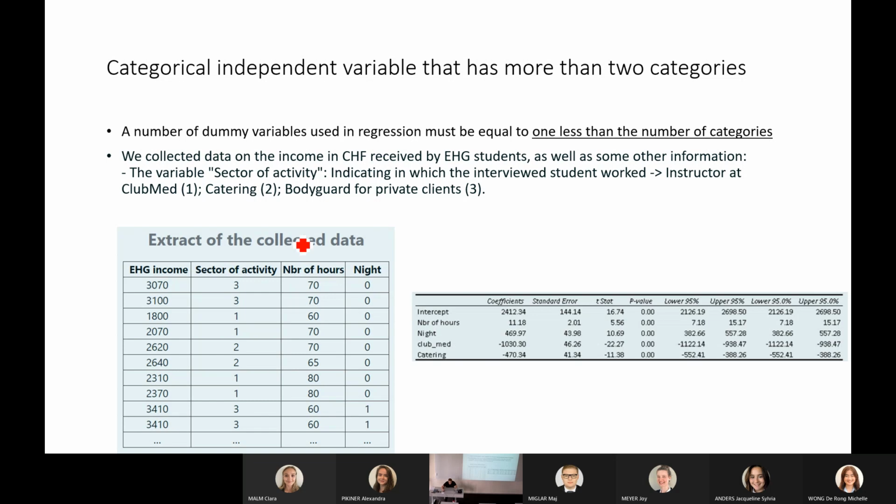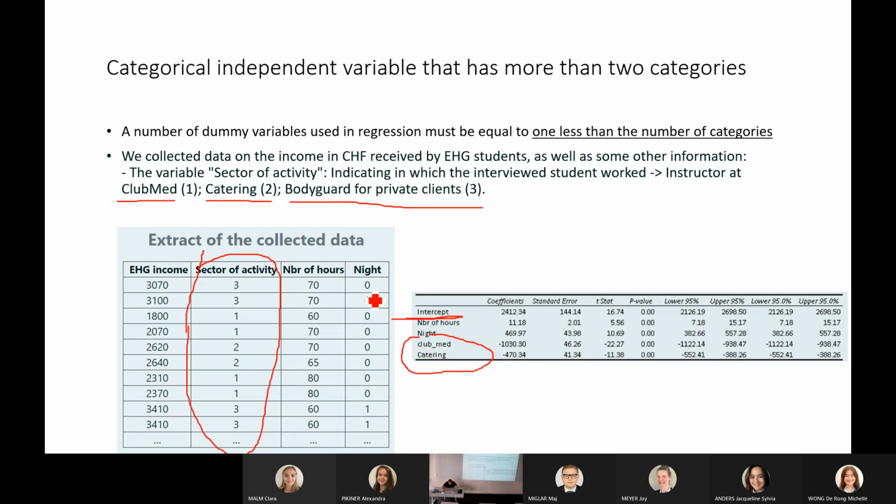Yes, so we have some data that I collected here for the multiple dummy variables, right? We cannot code them if we have multiple dummy variables as here: ClubMed 1, Catering 2, Bodyguard 3. We cannot code them like this. We will have to code them as 1 and 0, but we only code the n-1. You see that we didn't code the Bodyguard for private clients because that one is already included in the intercept, right?